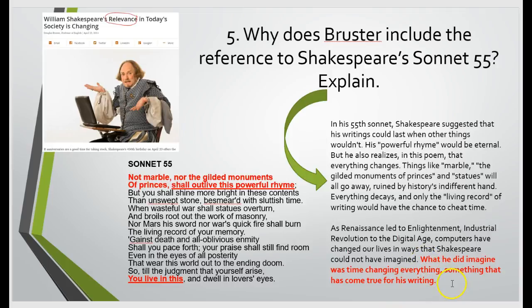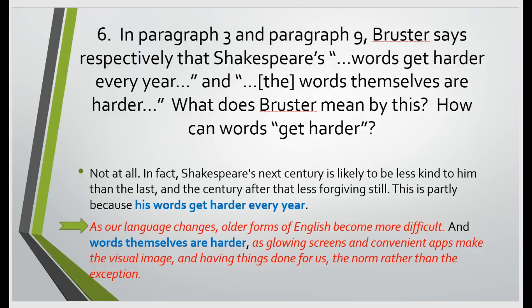So right here where I have highlighted in red, the author says what he did imagine was time changing everything. Now, this is where it connects to the author's key point, which is that he believes that Shakespeare is correct, and that eventually it will even affect Shakespeare's writing. So these 3 things work together to actually answer question number 5.